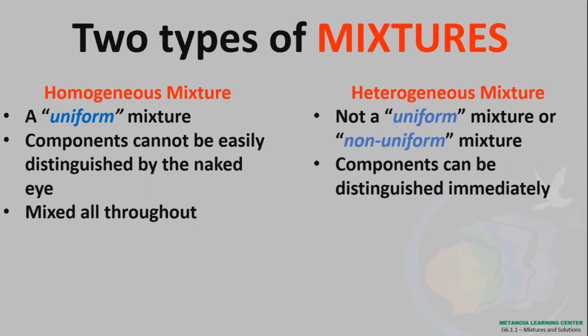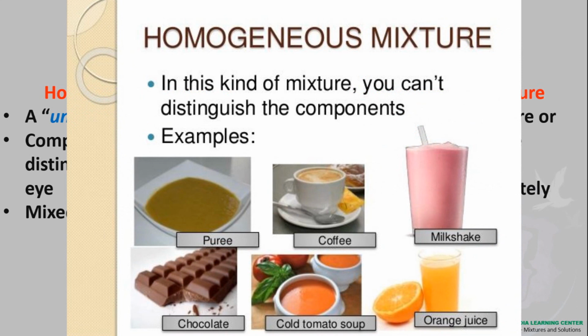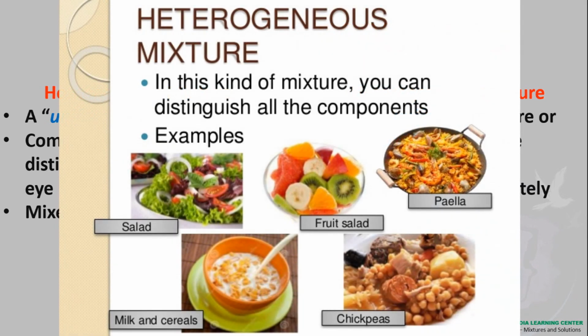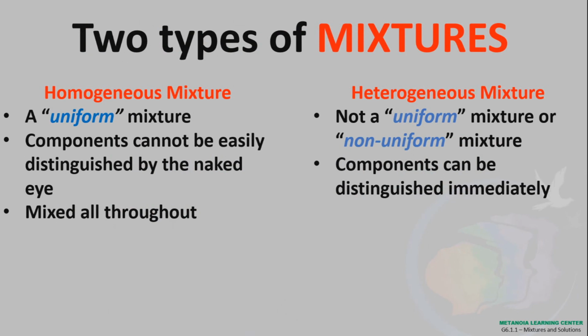Now, what is the difference between a homogeneous mixture and a heterogeneous mixture? These are examples of a homogeneous mixture. As you can see, the components cannot be easily distinguished by the naked eye. As for a heterogeneous mixture, you can easily distinguish the components used to form the mixture. So that's basically it. That's the end of our first lesson for our first chapter in science.